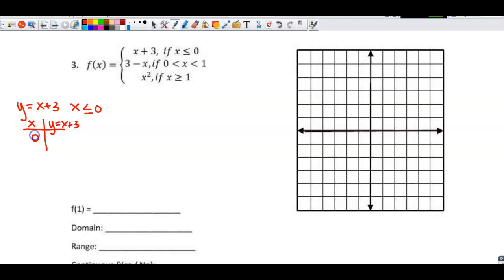And I'm going to start at 0, and now I'm going to write solid. It's a solid dot because of this bar underneath. All right, 0 plus 3 is 3. I'm just plugging it in for the x. And this is less than, so the x's have to be less than 0. So this is going to be negative 1 plus 3. I'm putting it in for the x. Negative 1 plus 3 is going to be a 2.